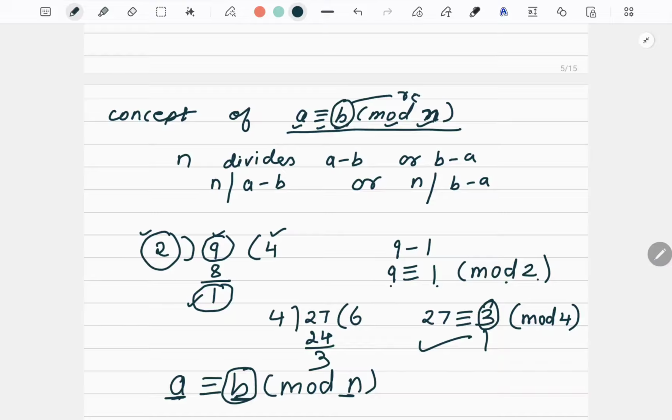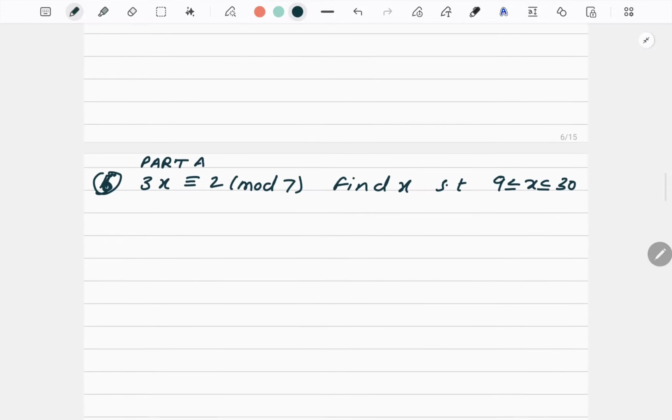Correct? So now, we will always be searching. This B plays the role of the remainder. It can be a small number, it can be a big number. And we can always convert a big number or a negative number to a small number. How? That I will show you in the questions. Okay, so let's start with the questions.